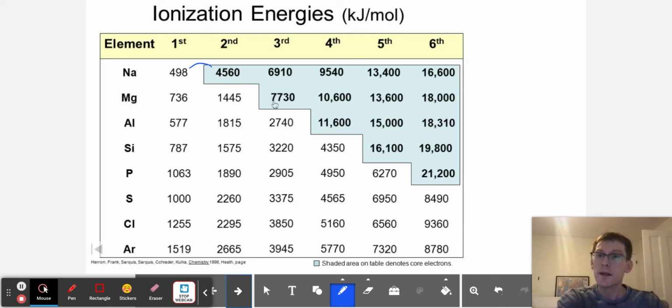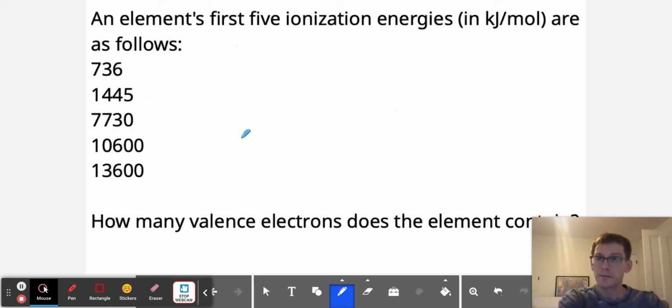So let's solve a problem. An element's first 5 ionization energies in kilojoules per mole are as follows. How many valence electrons does the element contain? So if we look at the first to the second, the way that we could problem solve is we could say 1445 divided by 736 gives us approximately a factor of 2, meaning that there's not a huge gap.